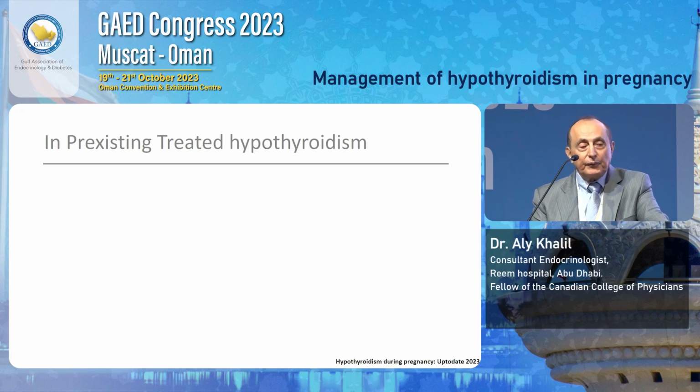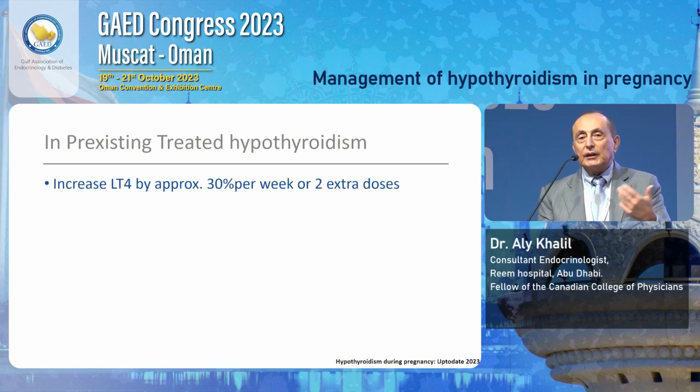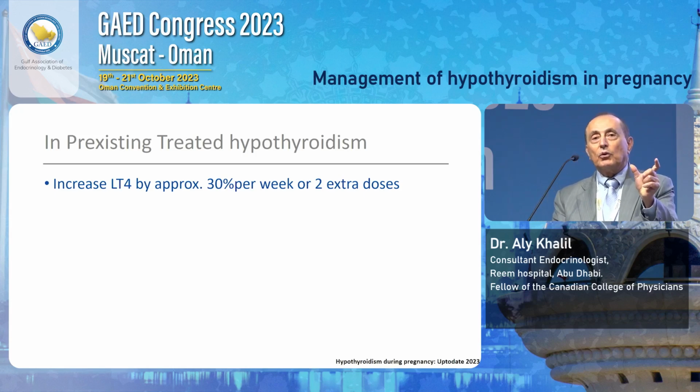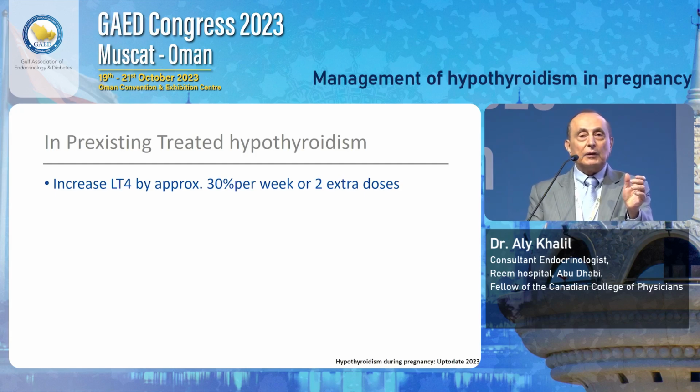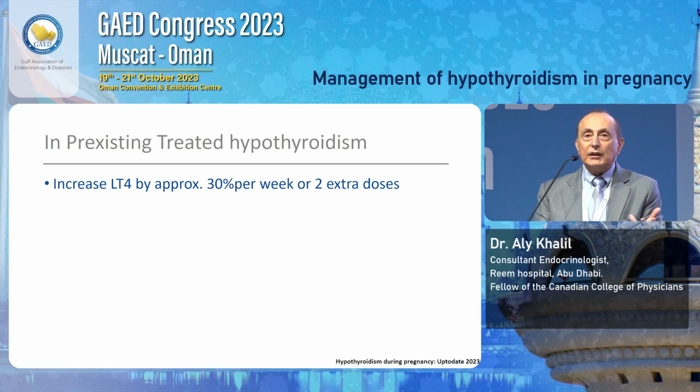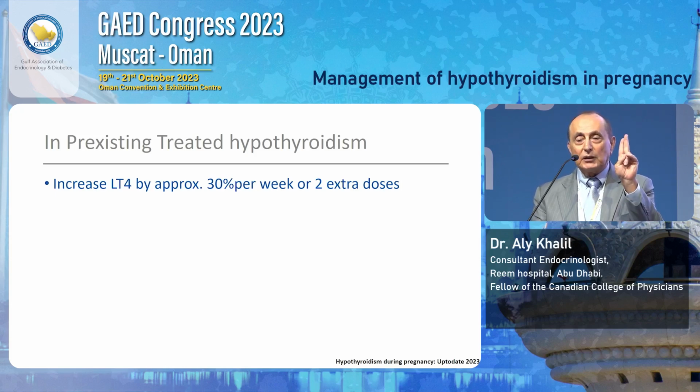Obviously, in this case, you know that there is an increased requirement for thyroid medication, and that estimation is around a 30% increase. So you can estimate the amount of T4 needed for the week, add that 30% increment, and divide your dose over each day. Or, the easiest way is to take 2 extra doses a week. So you give the treatment not for 7 days, but for 9 doses over 7 days.